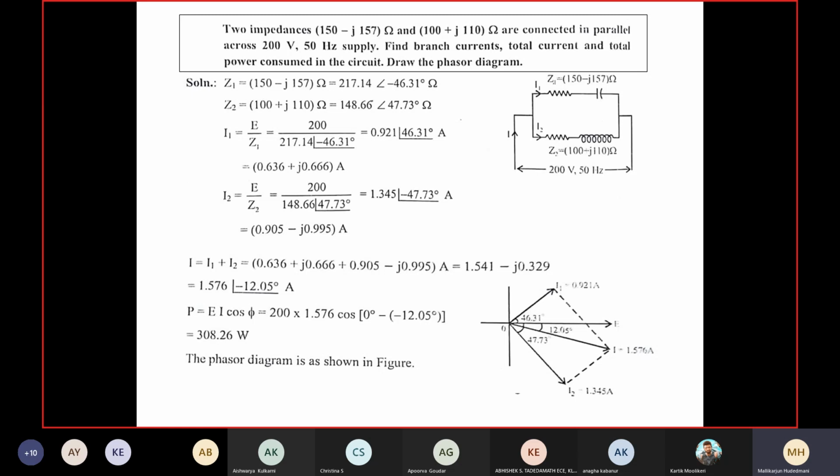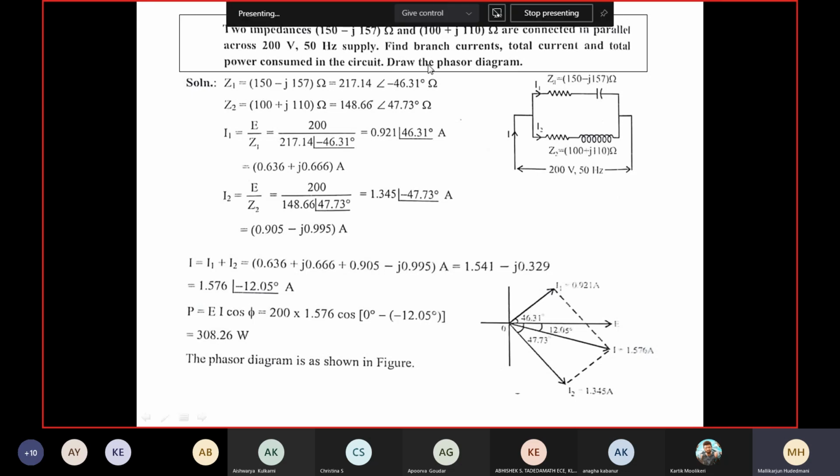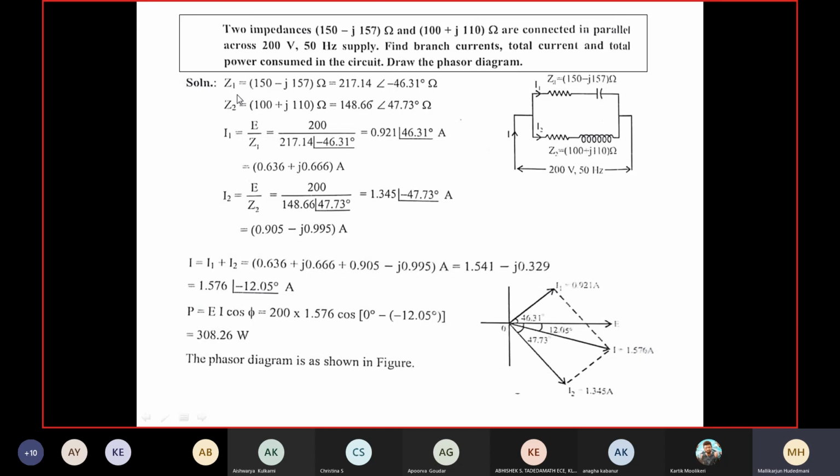In this scenario, you have two impedances in parallel. Let us take Z1 equal to 150 minus J157 ohm. You must recall that complex-mode calculation is very natural in parallel circuits. You must be able to write in rectangular and polar. That is the activity you have to do with respect to parallel circuits.